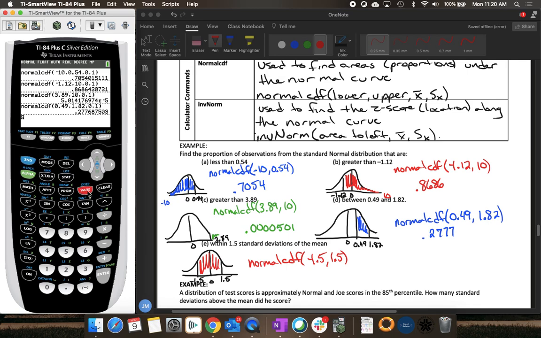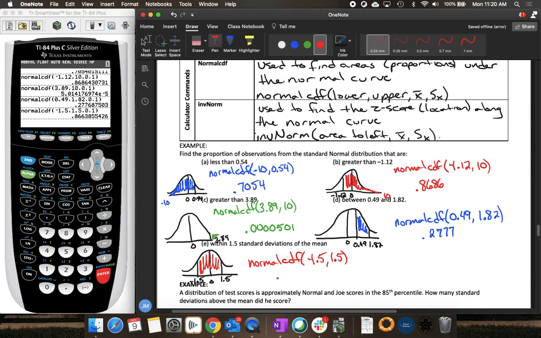So again, second vars, option 2 for normal CDF. We're going to go from negative 1.5 up to positive 1.5. And again, leave mean and standard deviation 0 and 1. And we should end up with 0.8664. So about 86.64% of the data is within 1.5 standard deviations of the mean.